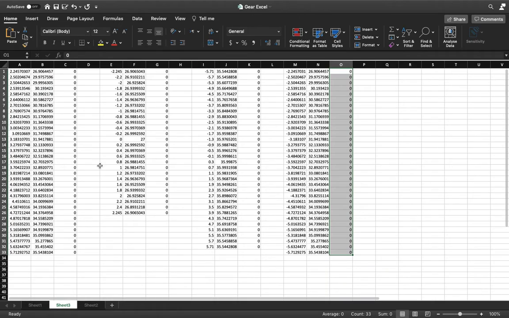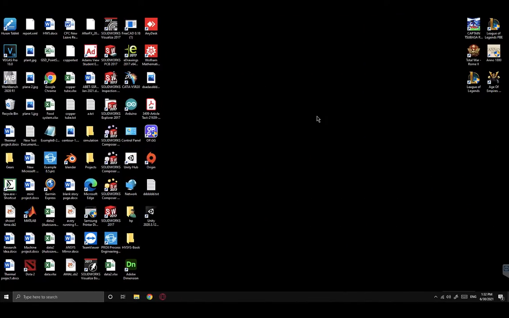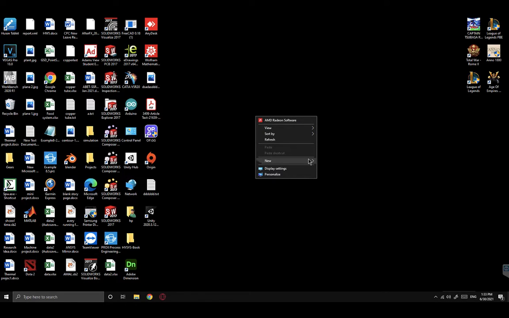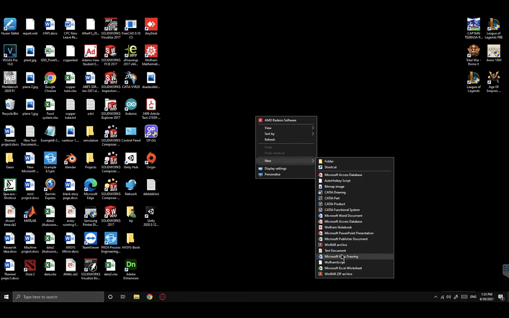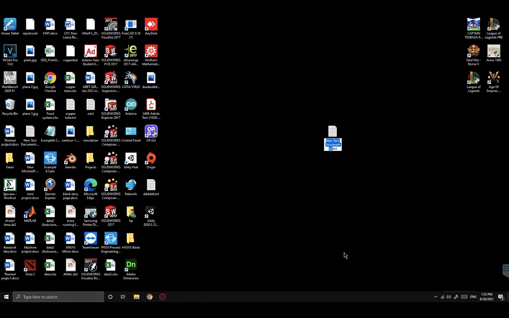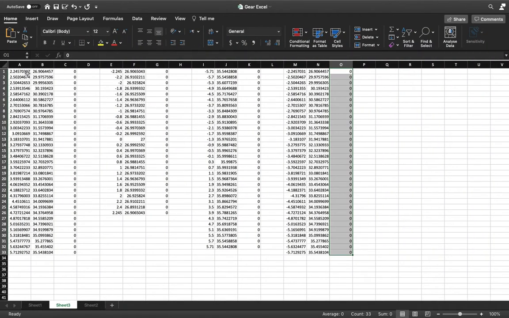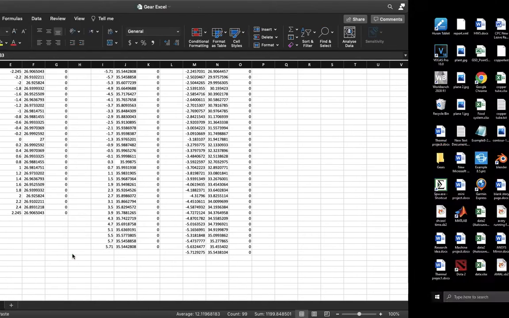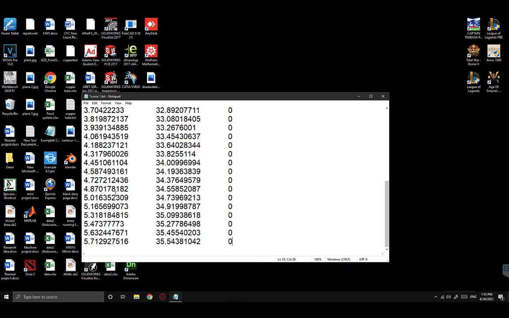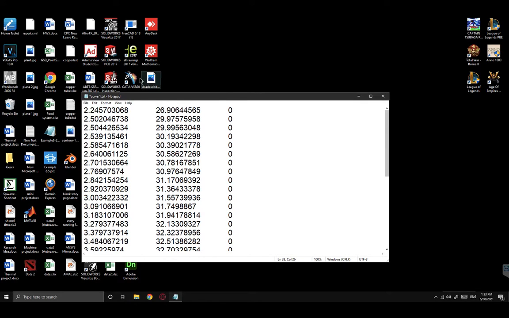Okay, now we have the coordinates. Now I own a Mac, so I'm connecting TeamViewer to another Windows PC. We're gonna create a text file. Text document, we're gonna call it curve1, open, and we're gonna paste the first curve. Done.